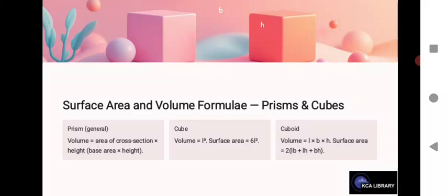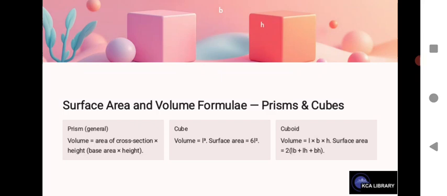Now let's look at their formulae. For all prisms generally, you can calculate the volume with this formula. The volume of a prism is equal to the area of cross section, or cross-sectional area, multiplied by height. So what it means is base area times height. That is the general formula for calculating the volume of prisms.